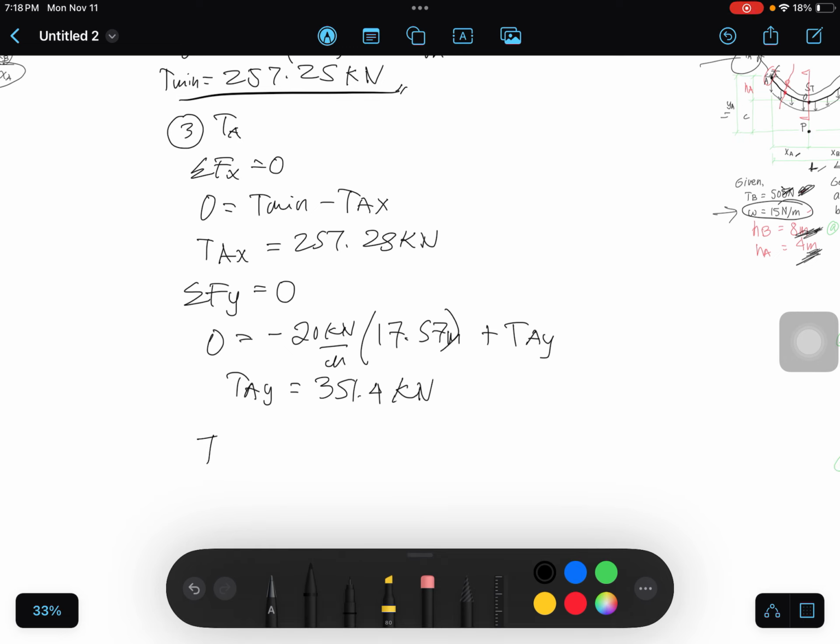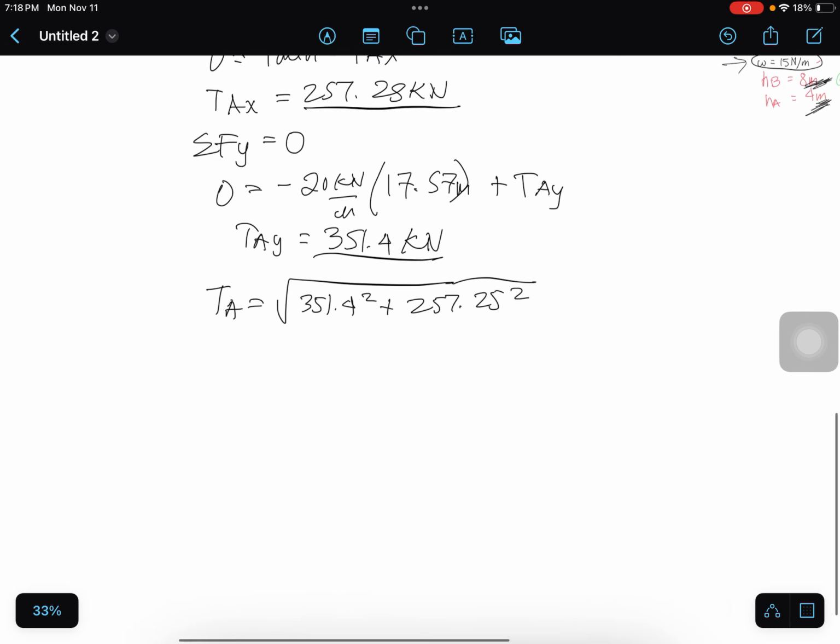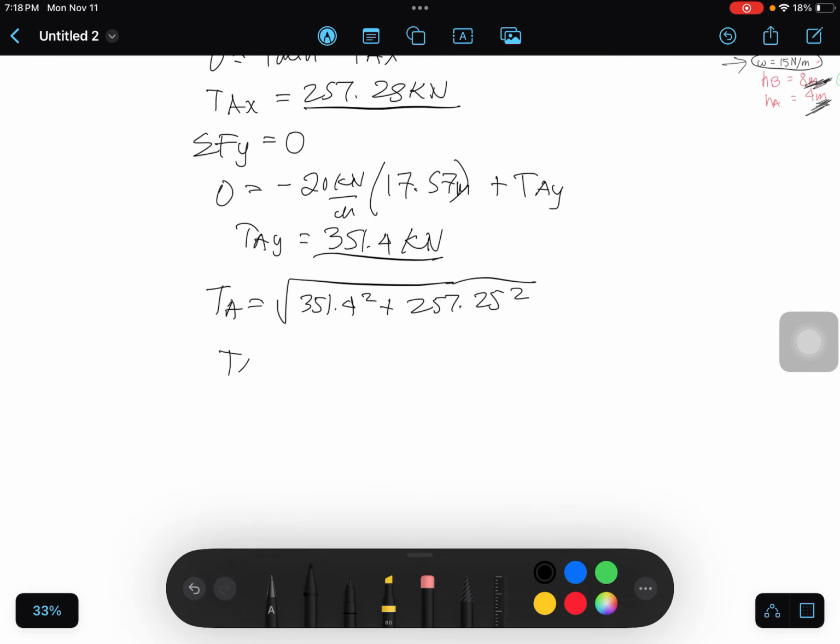I-resultant na lang natin yung dalawa. So, 351.4 squared plus this one, 257.25 kilonewton squared. So, Pythagorean lang yan to get yung resultant para makuha si TA. So, TA is 435.5 kN.